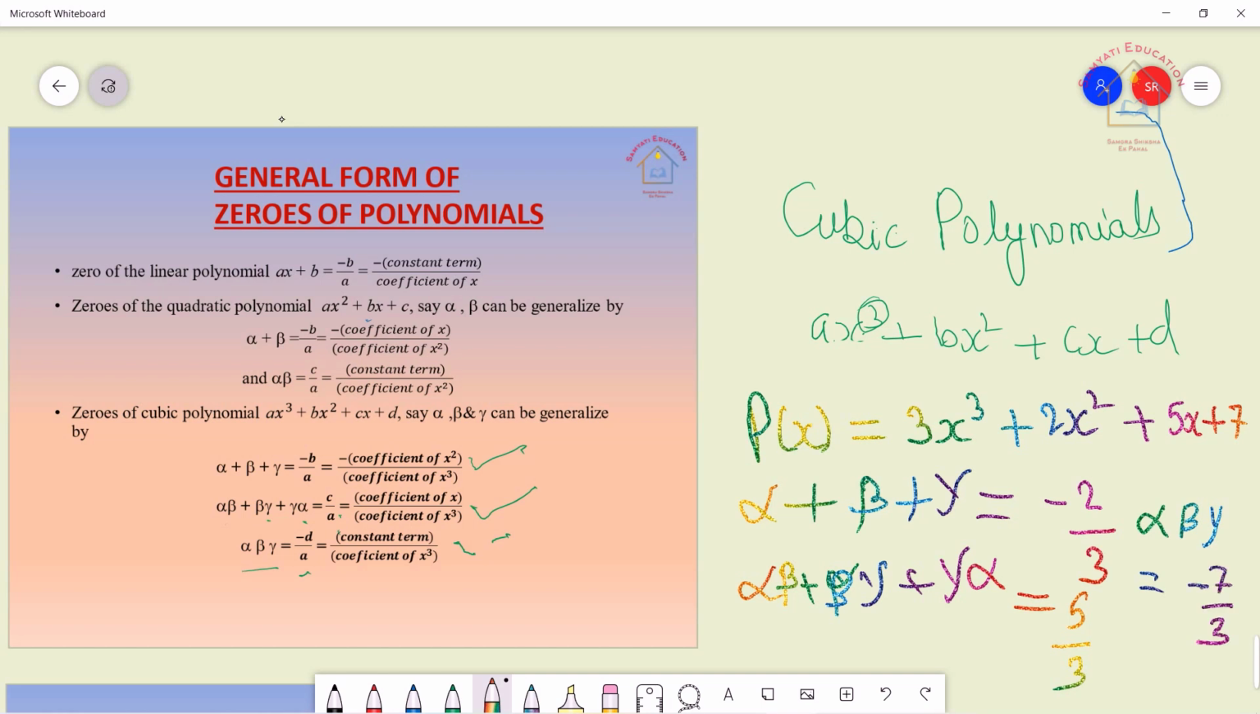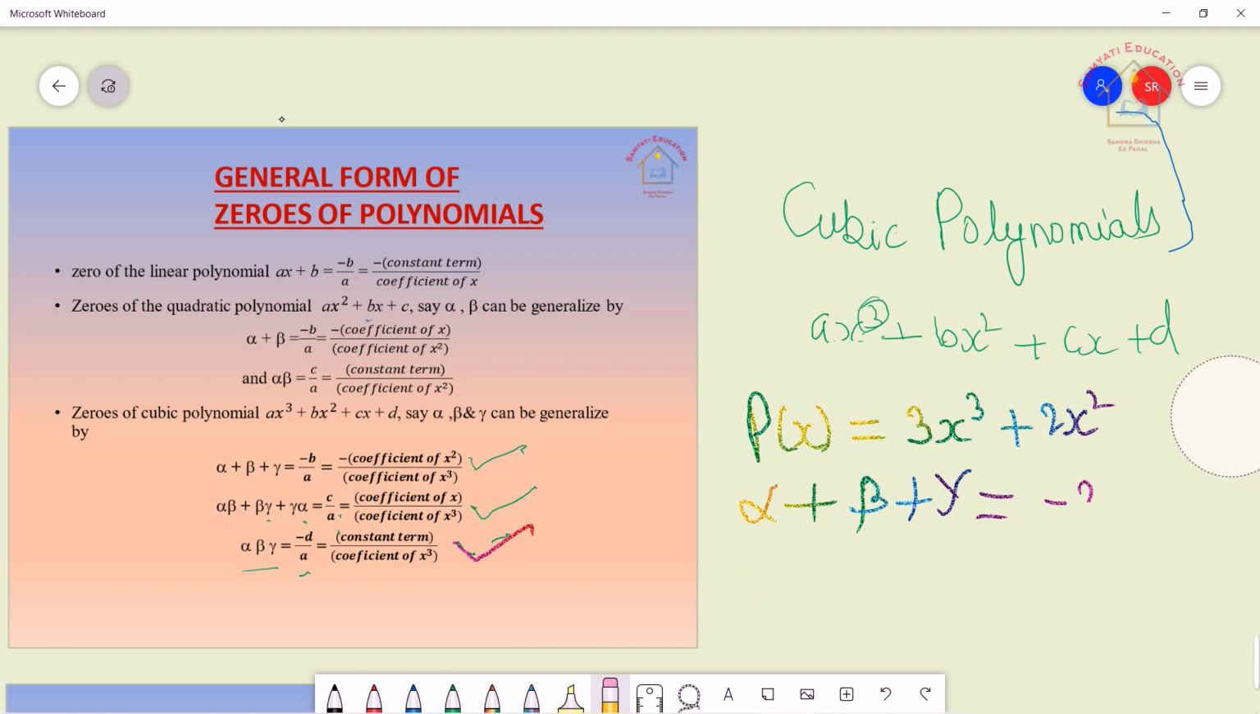You can easily learn these things. As you can see, all the formulas have a in the denominator, the first and third ones have negative signs, and the middle one is positive. Now I think you know how to write the zeros of a polynomial and their relations.